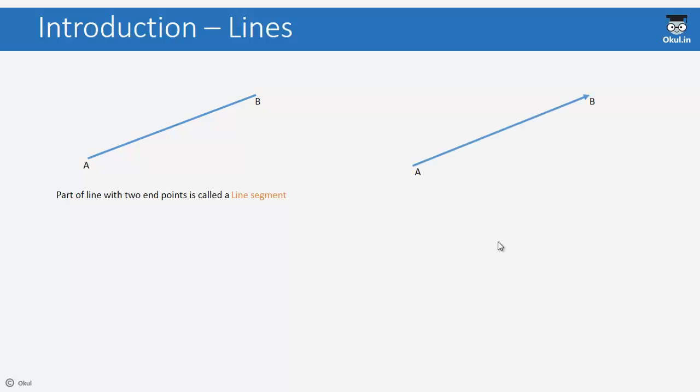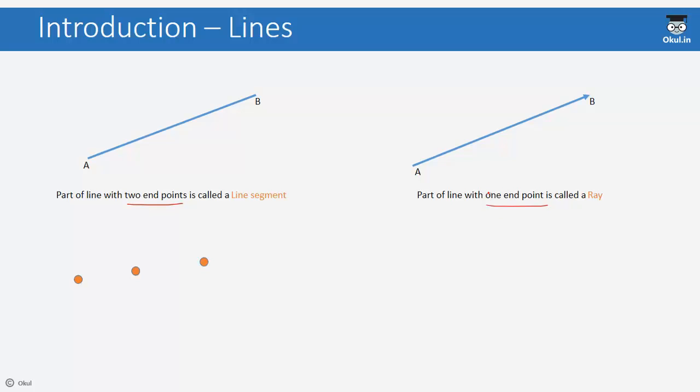Another kind of line that we come across is a ray. As we can see, A is a fixed endpoint and B can be extended to any length. So the part of a line with one endpoint is called a ray. The basic difference between these two kinds of lines is that a line segment has two endpoints and a ray has only one endpoint.